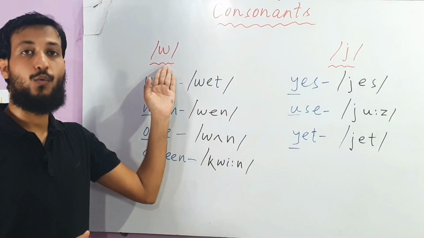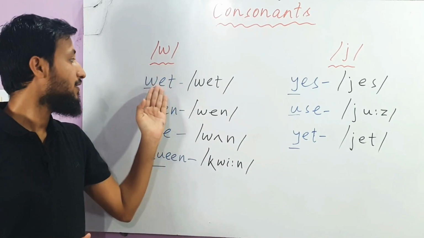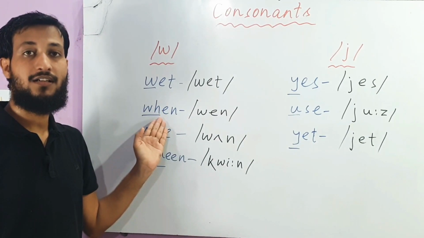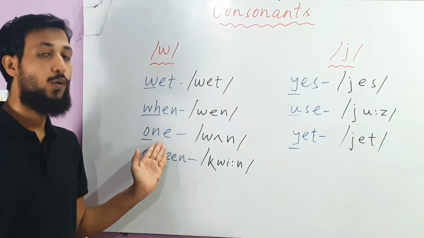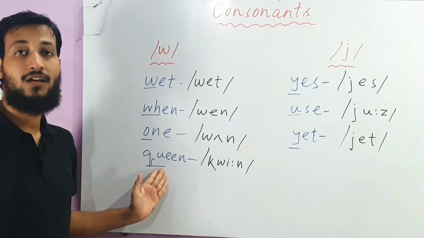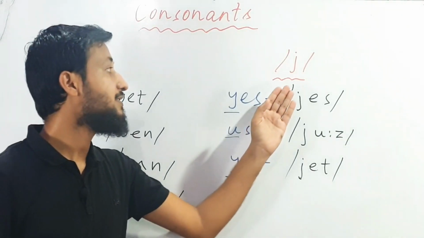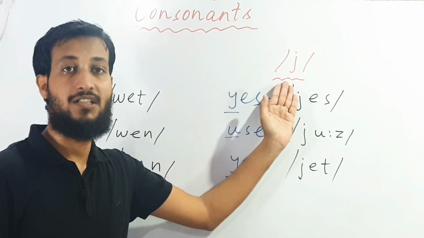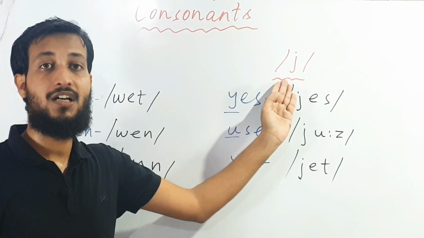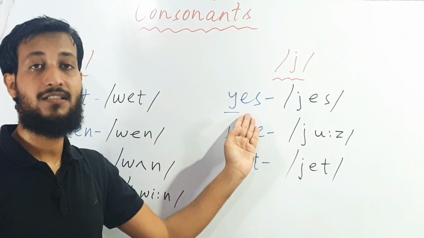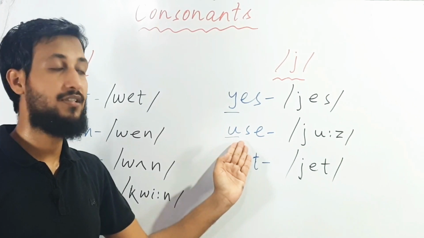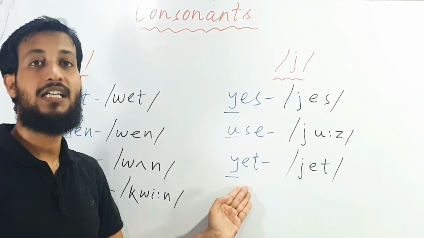The next sound is w, as in wet, when, one, and queen. And this is the y sound. Don't get confused, this symbol doesn't represent the j sound, this represents y, as in yes, use, and yet.